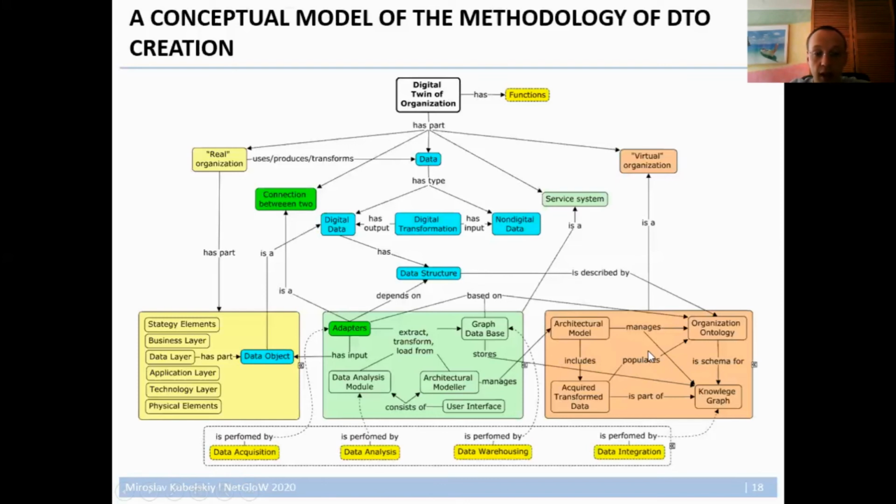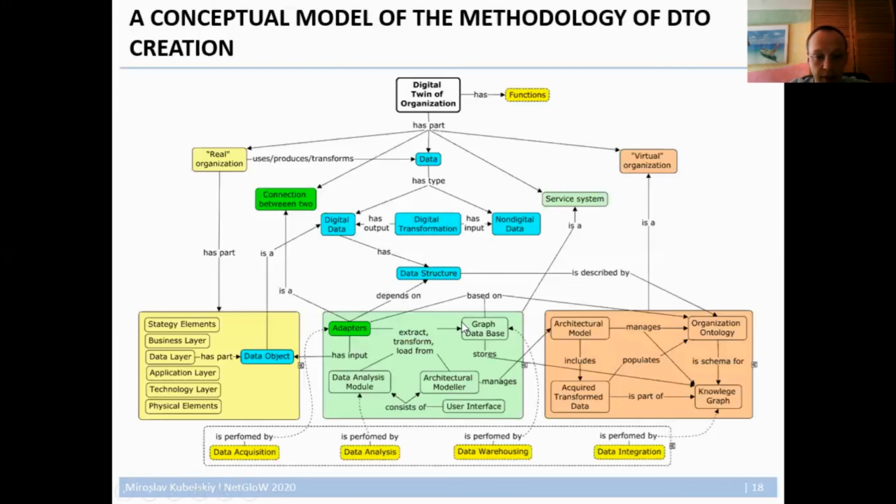When the ontology is enriched with data, it transforms into a knowledge graph, which performs the function of semantic integration of enterprise data. So adapters play the role of connection between the two elements, real organization and virtual organization, and they perform the data acquisition from enterprise information systems. Adapters perform parsing and transformation of the received data in accordance with the global data structure described by the enterprise ontology.